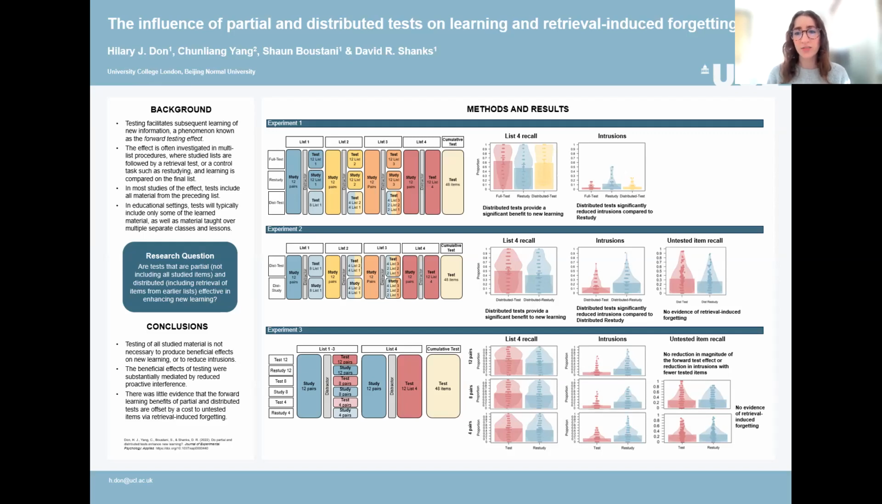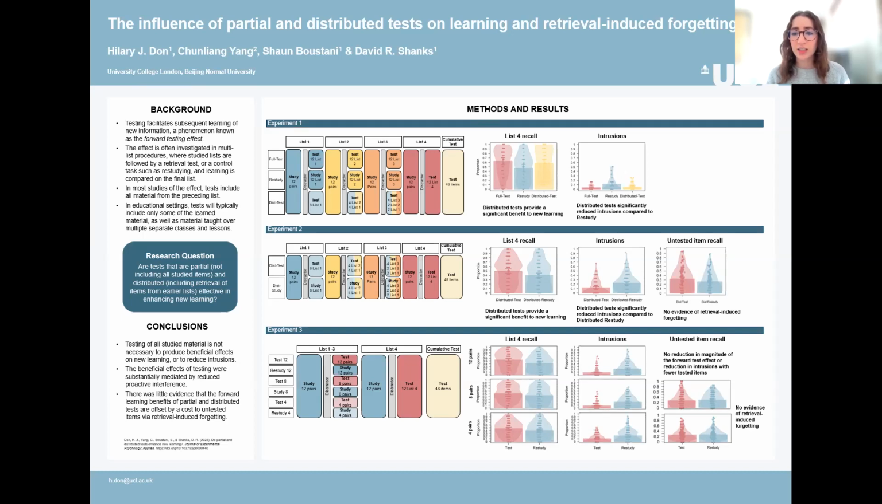We know that testing facilitates subsequent learning of new information, a phenomenon known as the forward testing effect. This effect is typically studied in multi-list procedures, where each studied list is followed by either a retrieval test or a control task, such as restudying. And then new learning is compared on a final list.